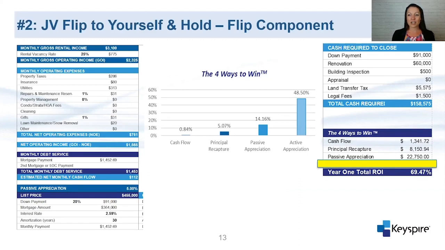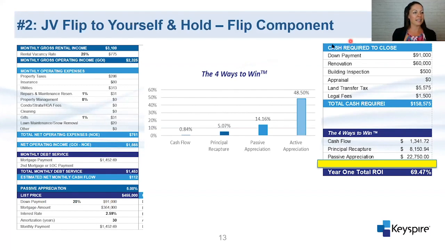So we're going to take a good close look at our 4 ways to win here as well. So I'm going to get my highlighter ready. Okay. So starting on the upper right hand here, okay? So this is the flip component of running your math on your 4 ways to win.